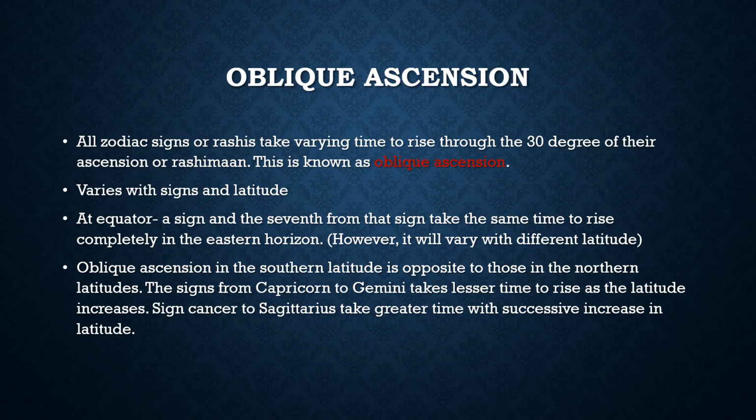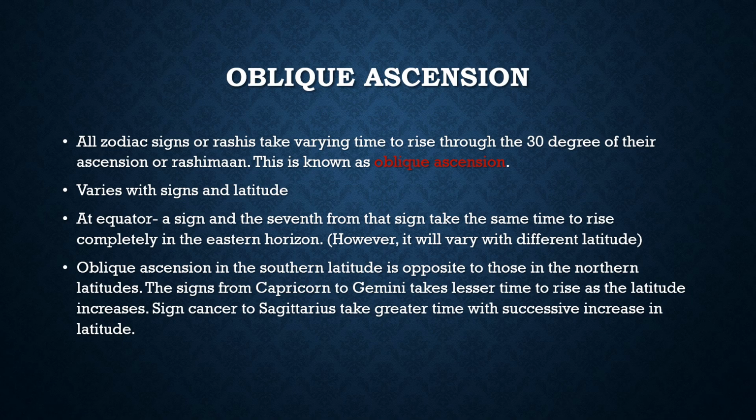Then oblique ascension. Ascension, you know, is a rising star. So oblique ascension will give you the rising time of different zodiac signs at a specific location. It is going to vary with the sign, and it is going to vary with the latitude. Suppose at the equator, a sign is there. The seventh from that sign will also take the same time to rise completely in the eastern horizon. Like if you start with Aries, then the seventh from that will be Libra.